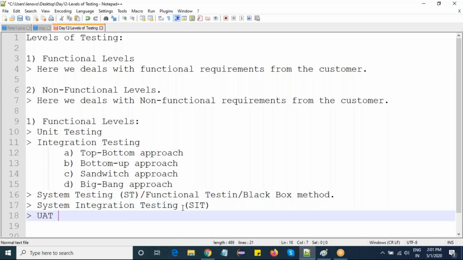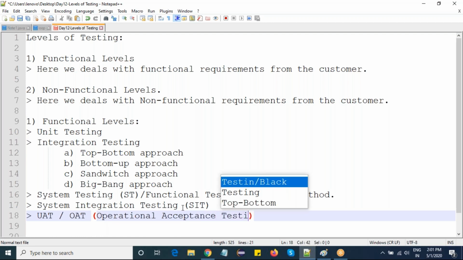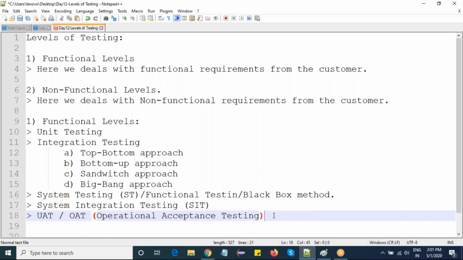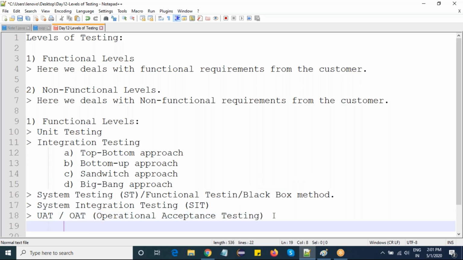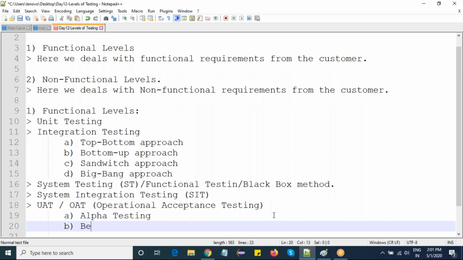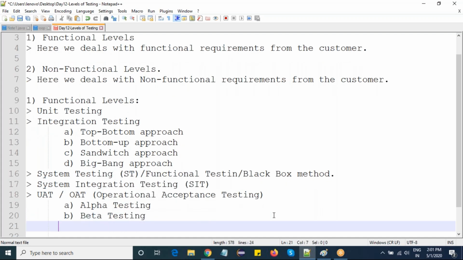Next is UAT, user acceptance testing, or OAT. I will write the OAT abbreviation here: operational acceptance testing. UAT stands for user acceptance testing. Both are the same. Again, it contains two types. The first one is alpha testing. The second one is beta testing. We have gamma also, but no need.